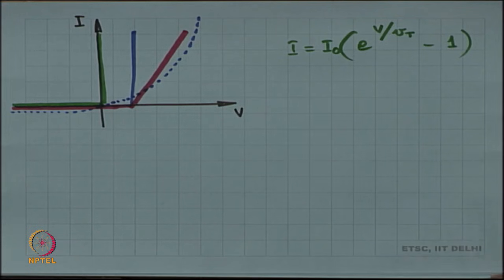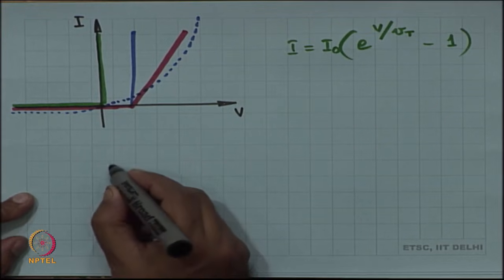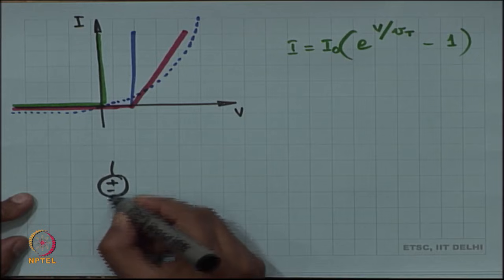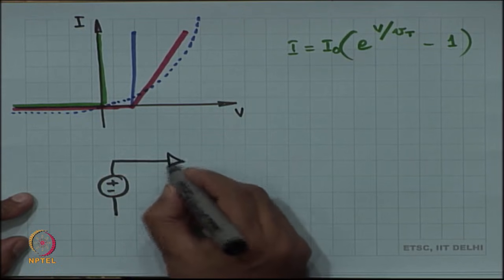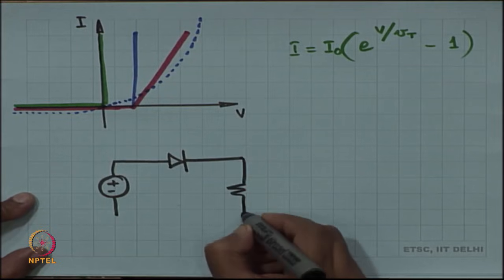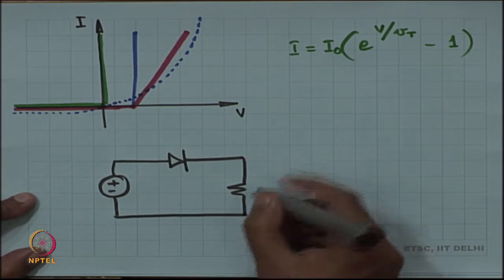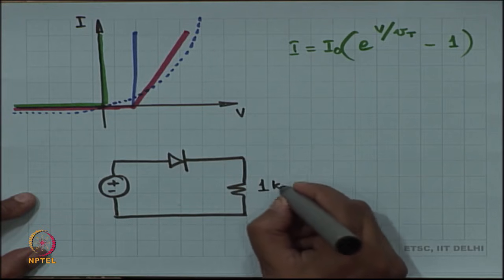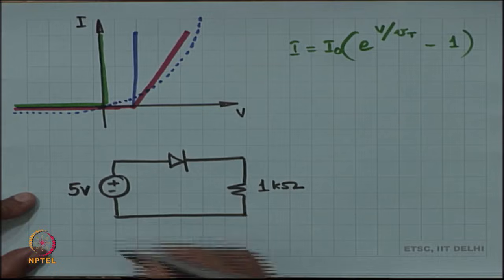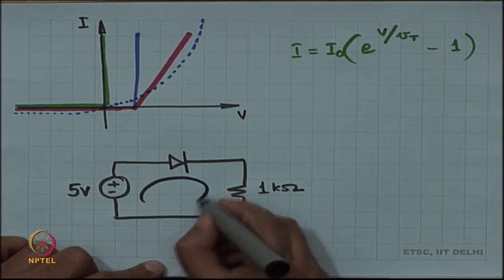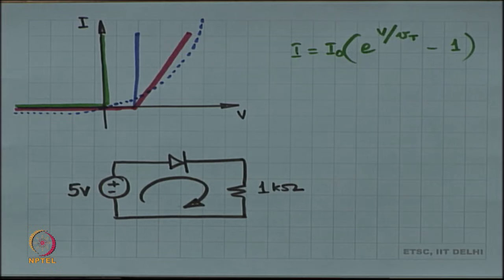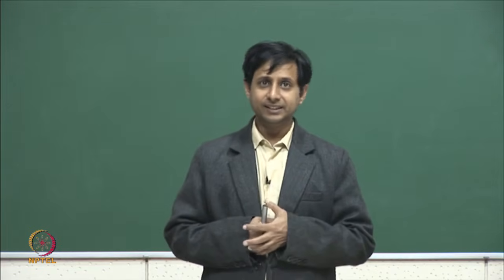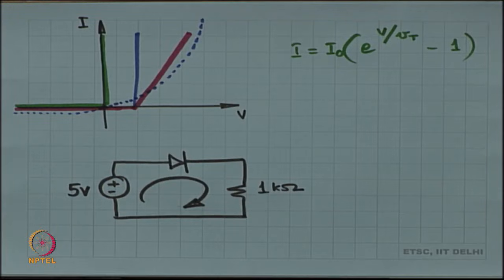The diode can be used in a circuit. So, imagine a circuit that looks like this, and you are asked to compute the current. How will you find this out? The first question that you are going to ask is, what is this diode? Is this diode an ideal diode like the green line? Is it a diode like the blue line? Is it one like the red line, or is it the blue dashed line?